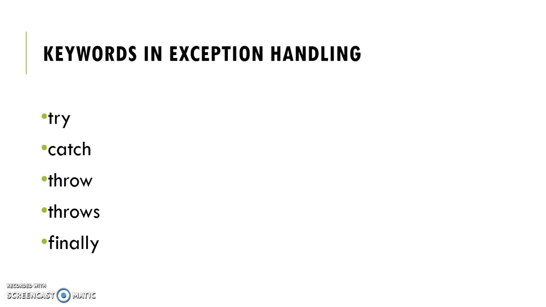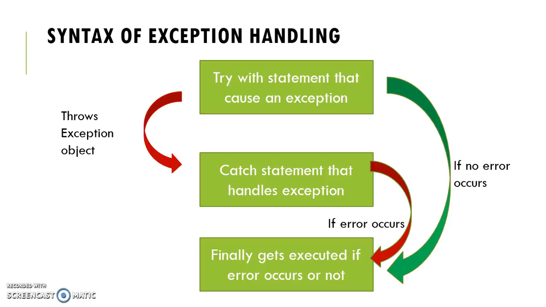So what are the keywords that are involved in exception handling? We have 5 keywords: try, catch, throw, throws and finally. If we take the syntax of exception handling, we have 3 blocks. One is the set of statements which we put inside the try block. This block contains the statements where we are expecting error. Next we have the catch block in which we have the set of statements which handle the error if it happens. Next block is finally, which gets executed if an error does not occur, and also if an error occurs. In both the cases the finally gets executed.